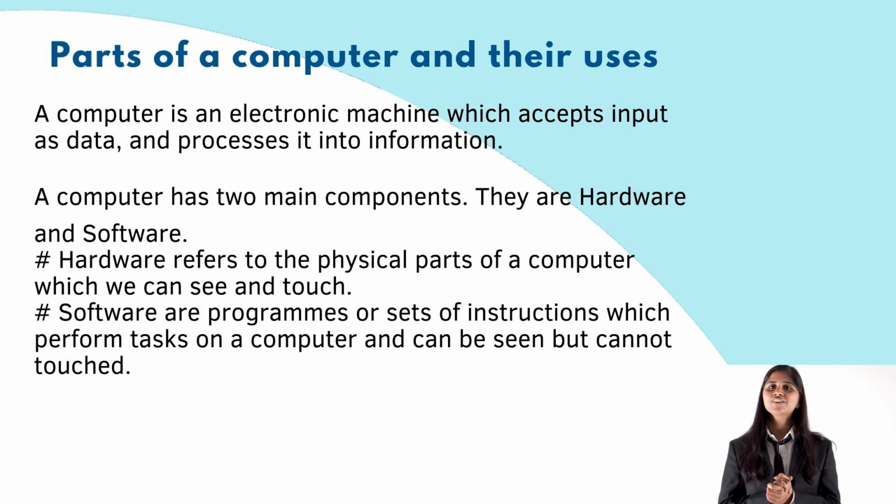Now coming to the components of a computer, there are two main components, that is hardware and software. Hardware refers to the physical parts of a computer which we can see and touch too. For example, a monitor or mouse can be seen as well as touched. Software are programs or sets of instructions which perform tasks on a computer and can be seen but cannot be touched. We can see the software on screen but we can't touch it.